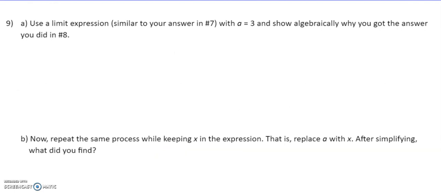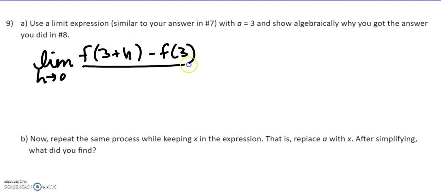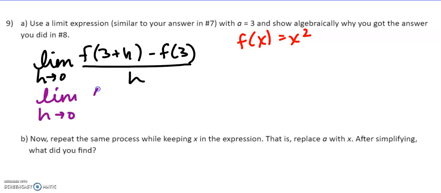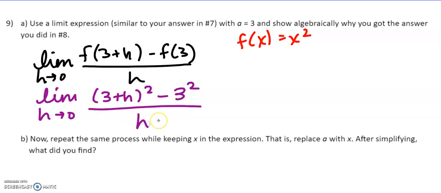Alright, use a limit expression similar to your answer in number 7 with a equals 3 and show the chart that you hopefully found in number 8. So here I'm going to take the limit as h goes to 0 of f of 3 plus h minus f of 3 all over h. But we know from our very first slide f of x itself is equal to x squared, which means when I apply this function, I'm going to end up with 3 plus h squared minus 3 squared over h. First method to evaluate a limit is always direct substitution. Unfortunately for us, this is going to yield 0 over 0, so we have to keep going.